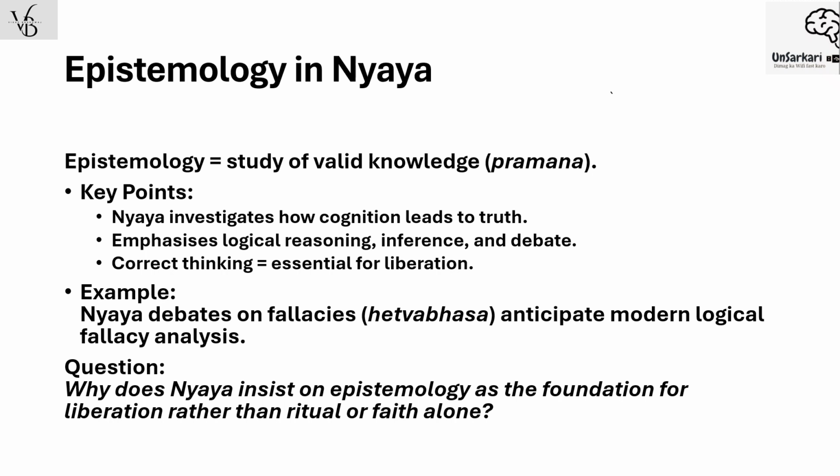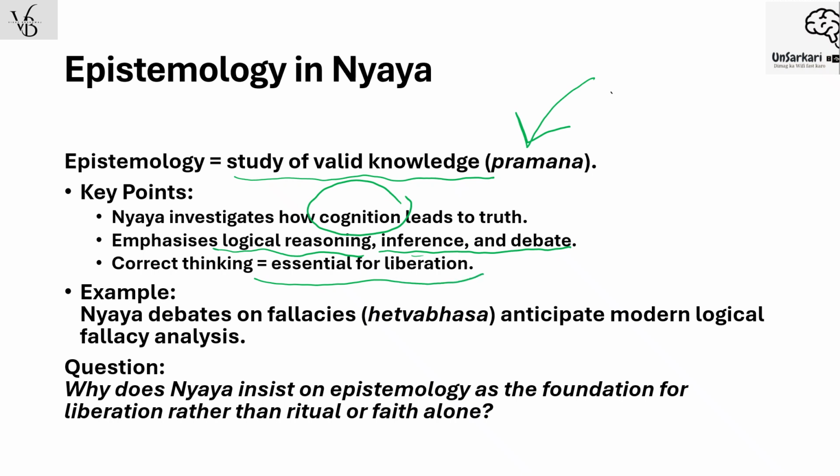So let's go to epistemology. What is epistemology? The study of valid knowledge, that is through evidence, that is pramana. So Nyaya investigates how cognition leads to truth. Cognitive ability: you are able to assess, you are able to understand, you are able to judge, but with evidence. That leads to truth. So logical reasoning, like in the case of CSAT paragraphs, you are able to deduce that this is the right answer. So reasoning, inference, and debate. Correct thinking is very important for liberation. That is what the Nyaya school of thought says.